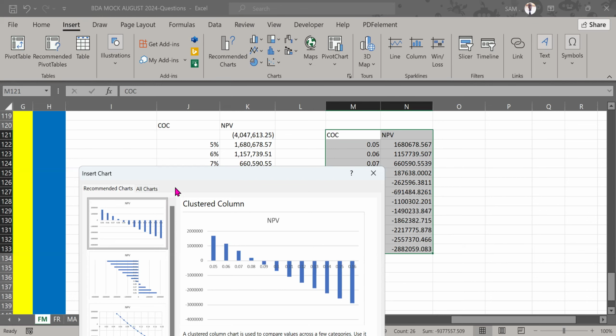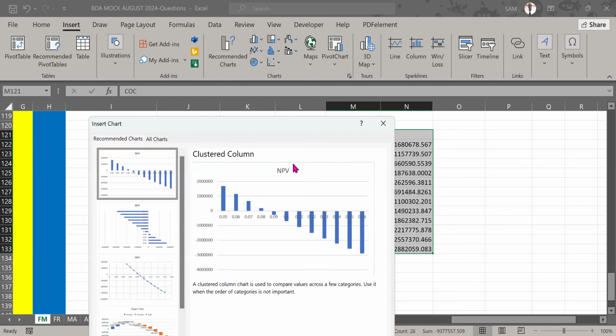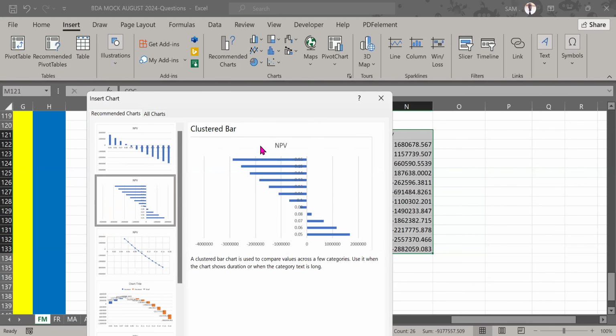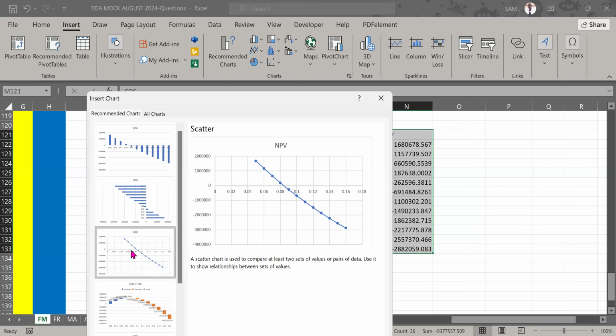So that's why I will go to the next recommended. Clustered column is good for values only. I go to the next one, called clustered bar. Anything clustered is normally good for values only. It will always show it best. And then I look at the next suggestion they're giving.